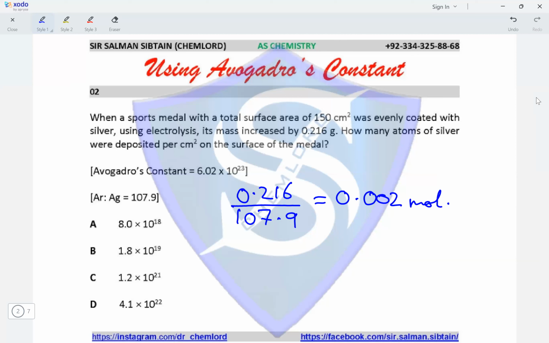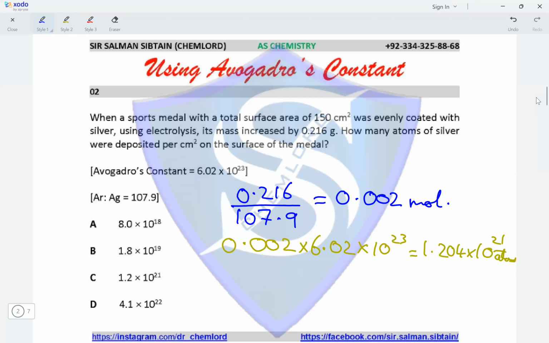So now we know the moles of silver that was deposited. So the number of atoms of silver deposited would be 0.002 into 6.02 into 10 to the power of 23, which would give us a value of 1.204 into 10 to the power of 21 atoms. So these are the number of atoms deposited on a sports medal with a surface of 150 centimeters square. And they've asked us to find out the number of atoms deposited per centimeter square.